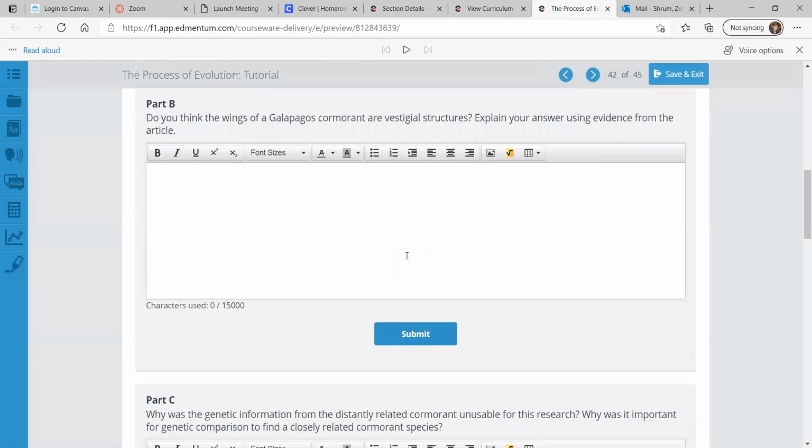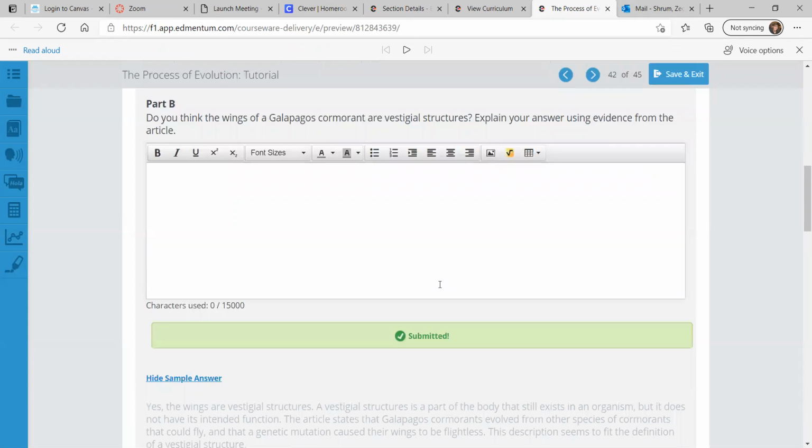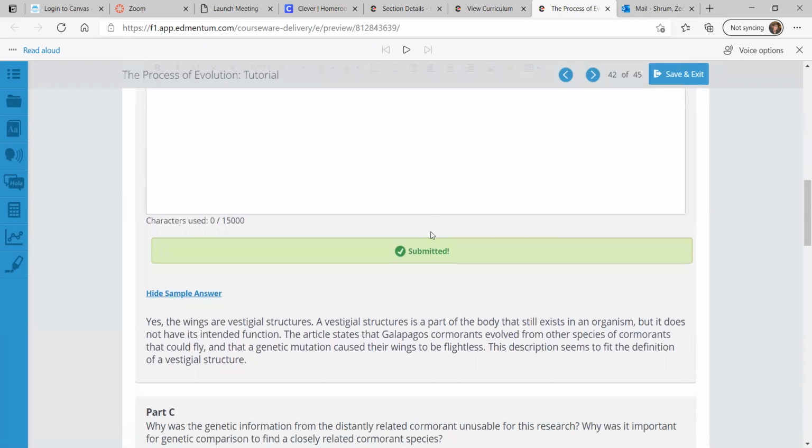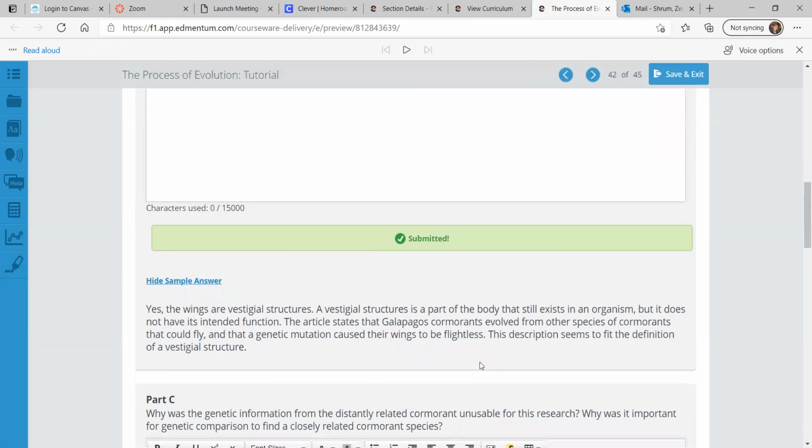Do you think the wings are vestigial structures? Yes, they are vestigial structures, because a vestigial structure is a part of the body that still exists in an organism, but it does not have its intended function. The cormorants evolved from other species of cormorants that could fly, and a genetic mutation caused their wings to be flightless. So wings that can't fly sounds like a vestigial structure.